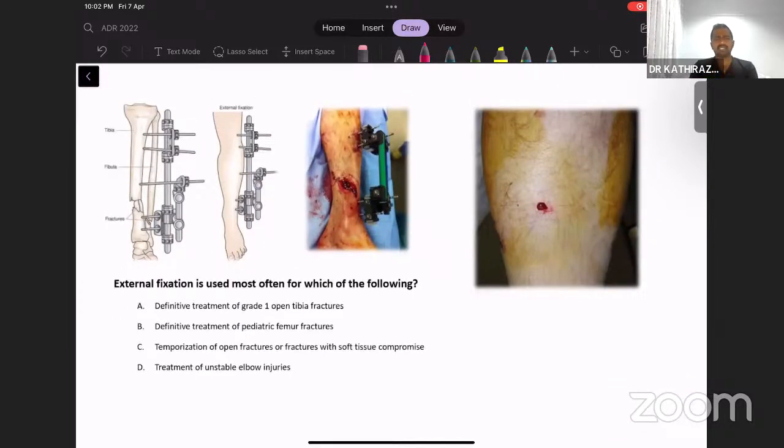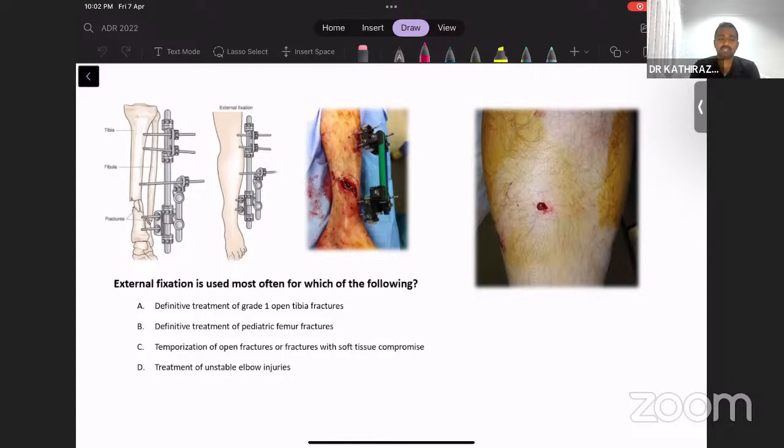Again, a very commonly tested topic, open injury. The question asked is, external fixation is used most often for which of the following? Definitive treatment for a grade 1 is external fixator. Do you think a person is coming to you and you're going to put a fixator like this, as in the second picture, and say you're going to live with this? No. You're going to live with this until the fracture unites. No way. External fixation is only a temporary fixation. So I made the option easy.